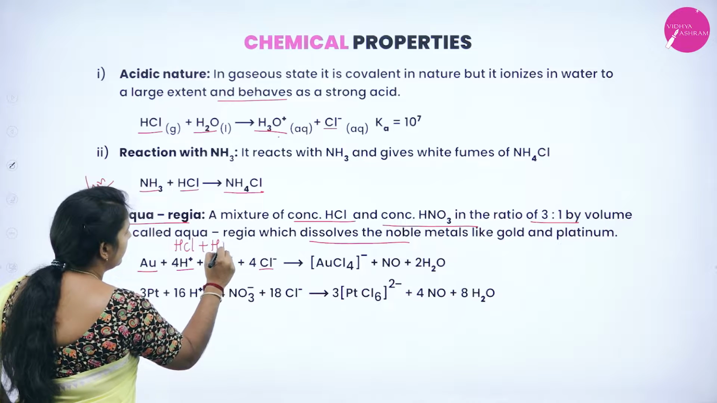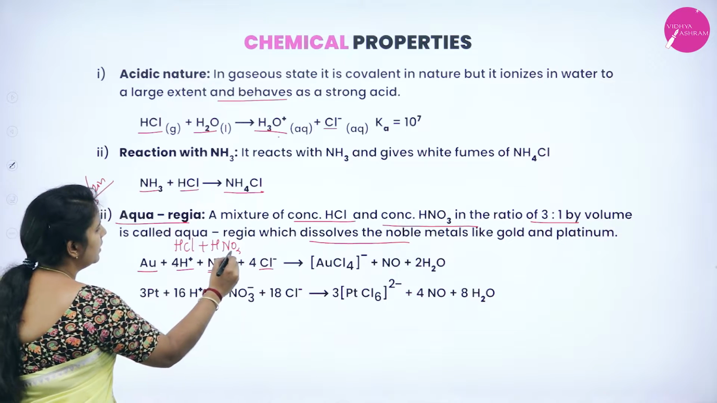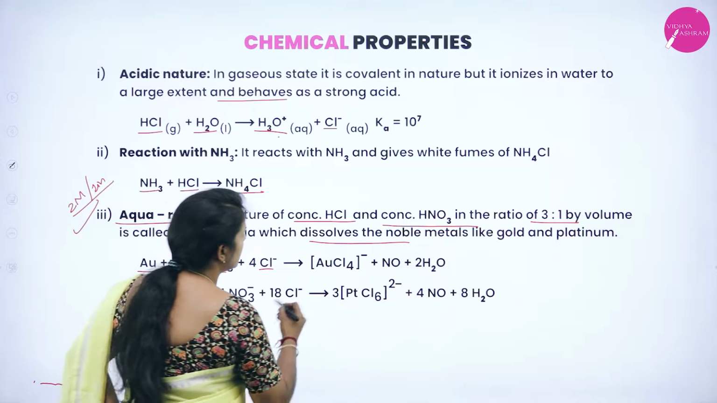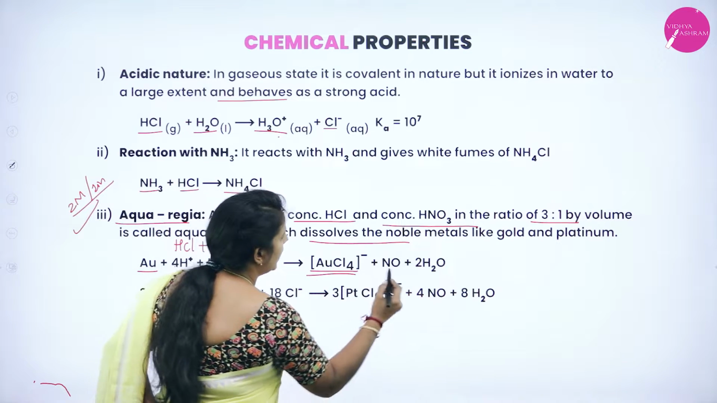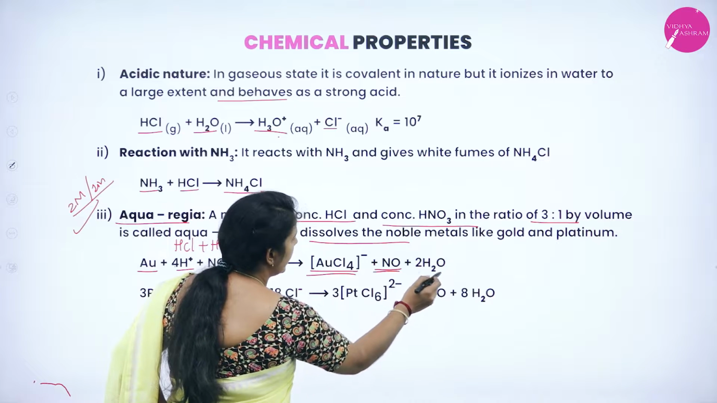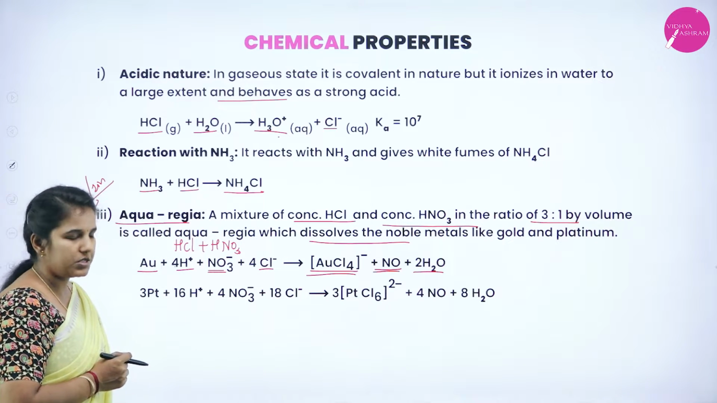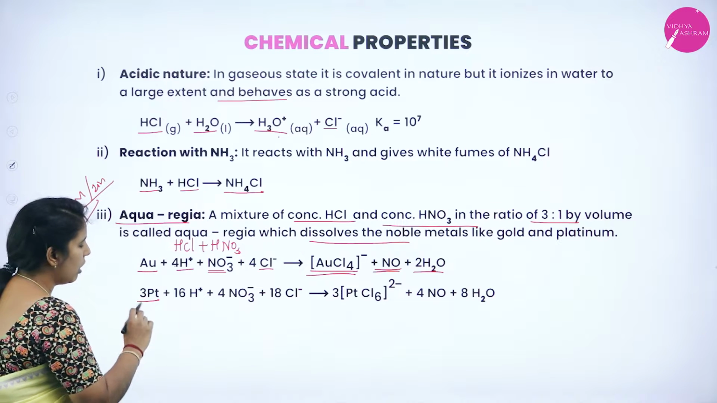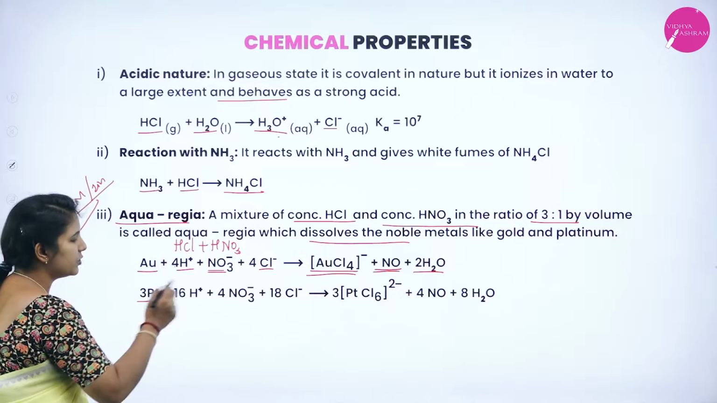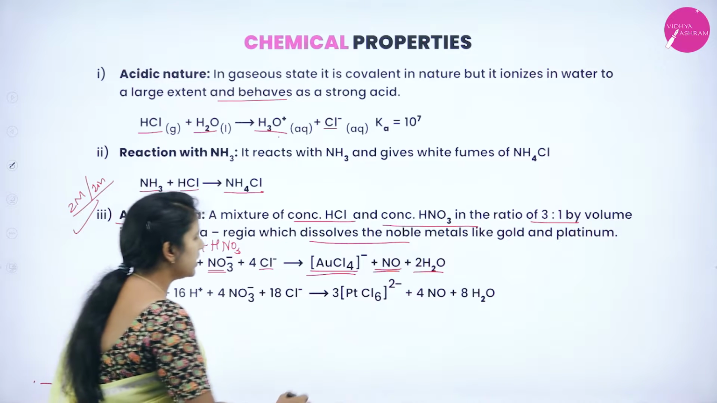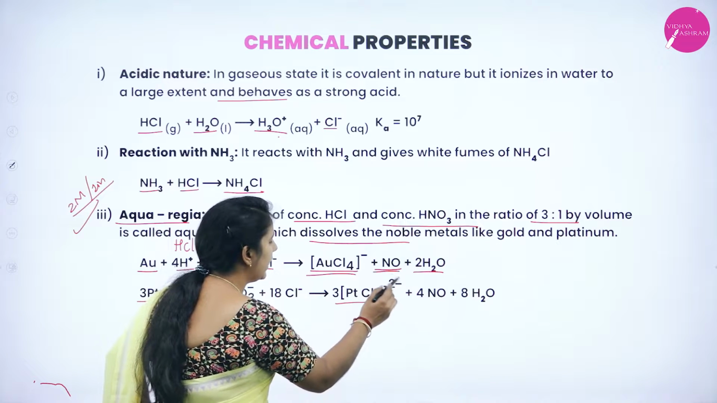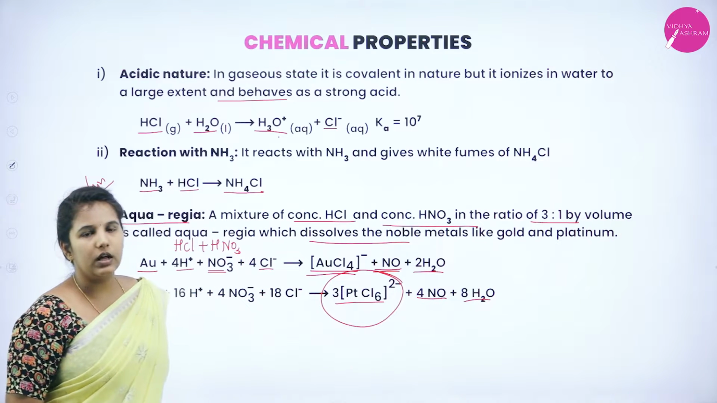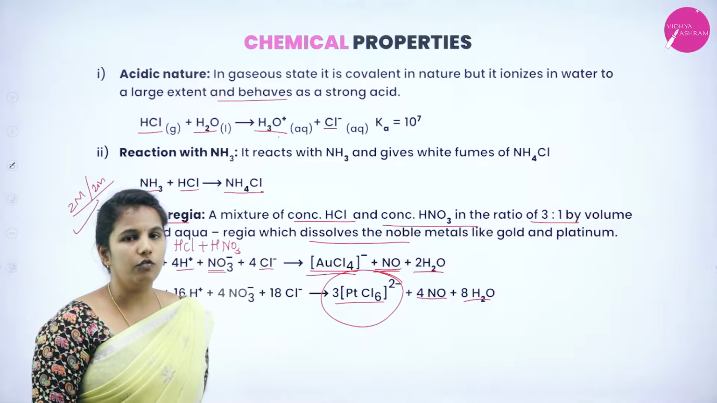So what does it form? The gold combines with chloride and forms a complex compound, with the release of nitric oxide, and you can see that water molecules are also released. Similarly, the reaction of platinum with the nitrate, H+ and Cl- ions forms a hexachloride of platinum. Again, this is a complex compound, with the release of nitric oxide and water.